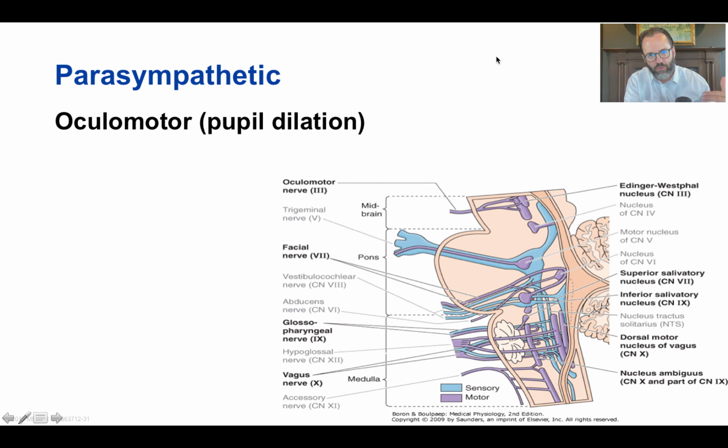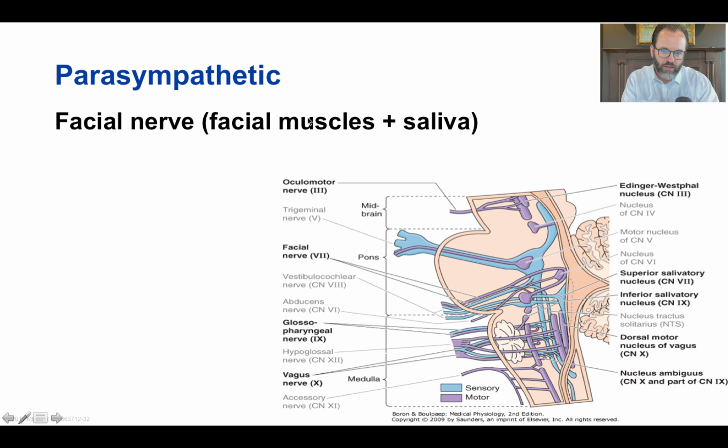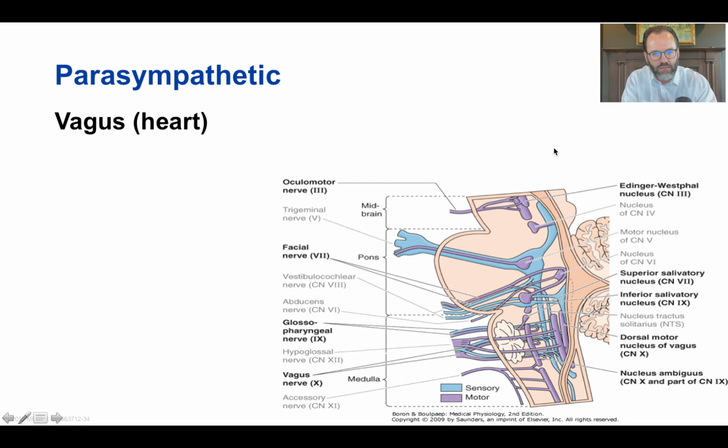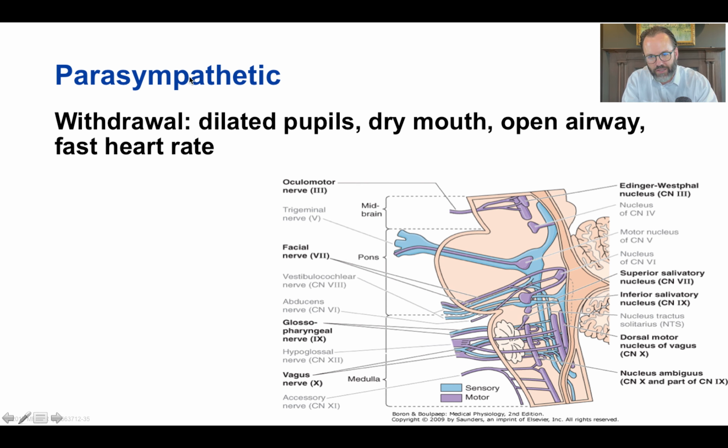When we look at other parts of the parasympathetic nervous system that are important, we've got oculomotor regulation, which regulates pupil dilation, the facial nerve, which results in saliva production, the glossopharyngeal nerve, which regulates some airway and some other targets, and the vagus nerve, innervating the heart.